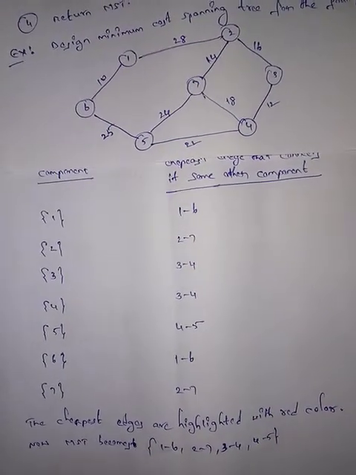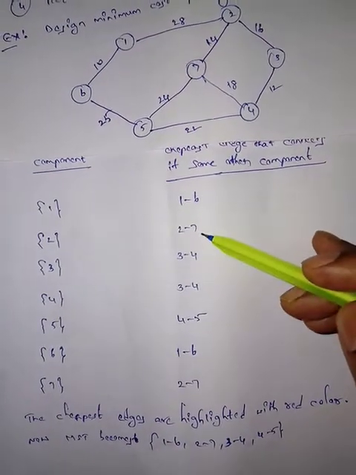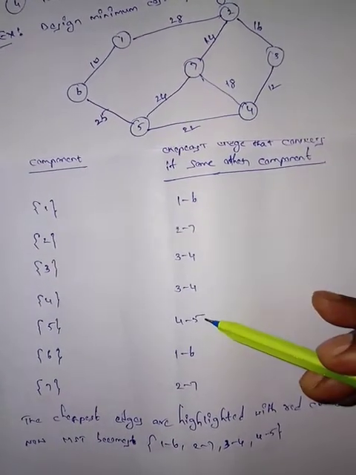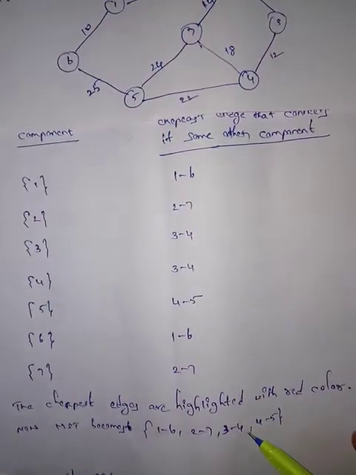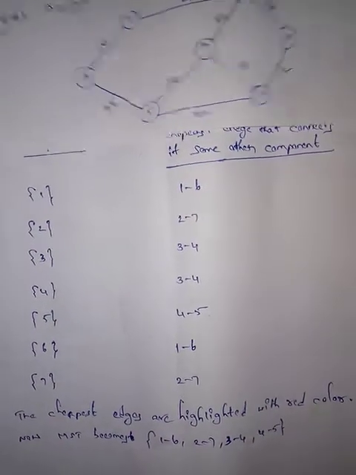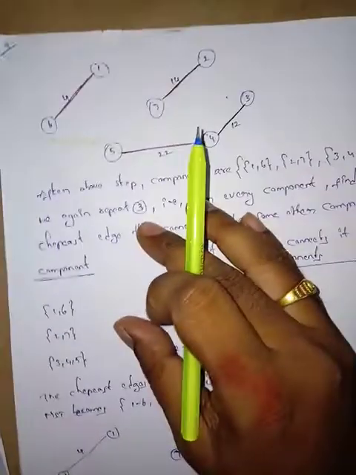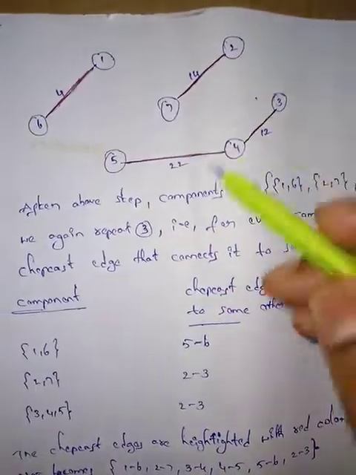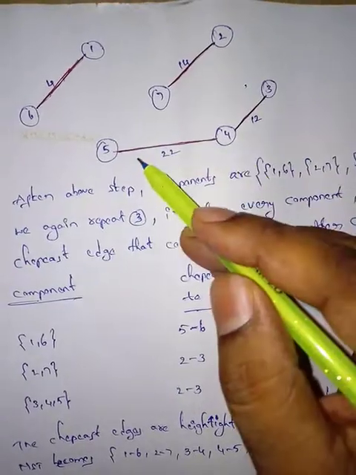Now the MST, the minimum cost spanning tree, becomes 1 to 6, 2 to 7, 3 to 4 and 4 to 5. The remaining ones are repeated. I'm connecting 1 to 6, 2 to 7, 3 to 4 and 4 to 5.